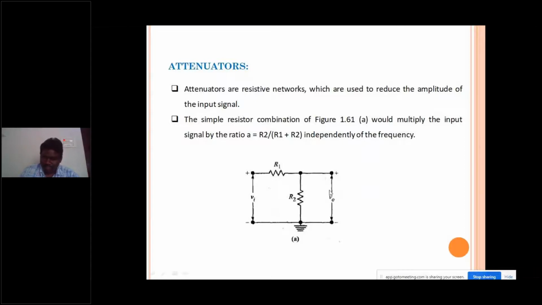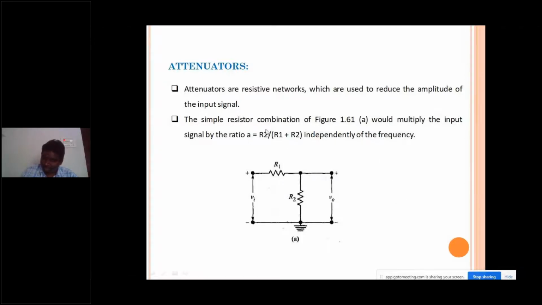If you calculate the voltage across this circuit, how can I calculate it? V naught is equal to R2 into VI by R1 plus R2. I can simply calculate the current in this circuit as VI by R1 plus R2. So I into R2 will give you the voltage V0. So V0 is equal to I into R2. What is I? VI by R1 plus R2. So I can write V0 is equal to VI into R2 by R1 plus R2. So VI multiplied by R2 by R1 plus R2. R2 by R1 plus R2 is the ratio.